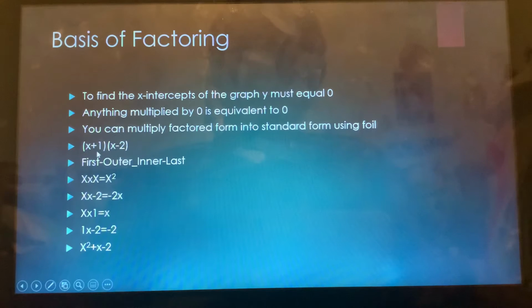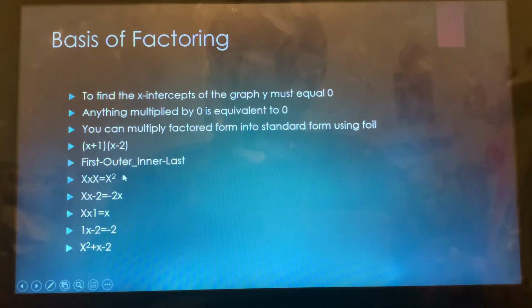But for example, we have y equals x plus 1, x minus 2. If x is -1, -1 plus 1 equals 0, this whole thing's going to be 0, meaning that's an x-intercept. And here, if x is 2, 2 minus 2 is 0, this whole thing's going to be multiplied by 0. Y will equal 0, it'll be an x-intercept. Therefore, the x-intercepts are at -1 and 2.